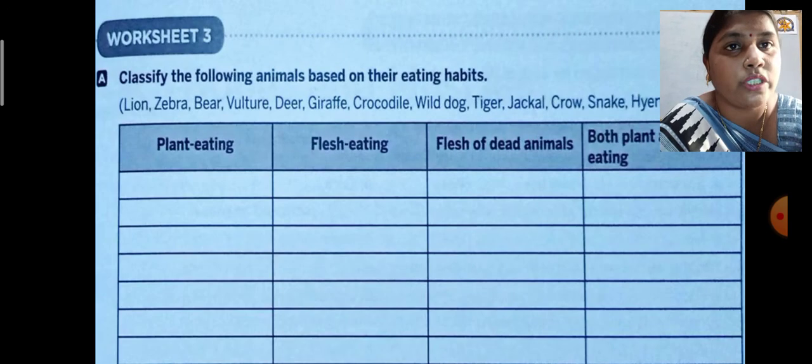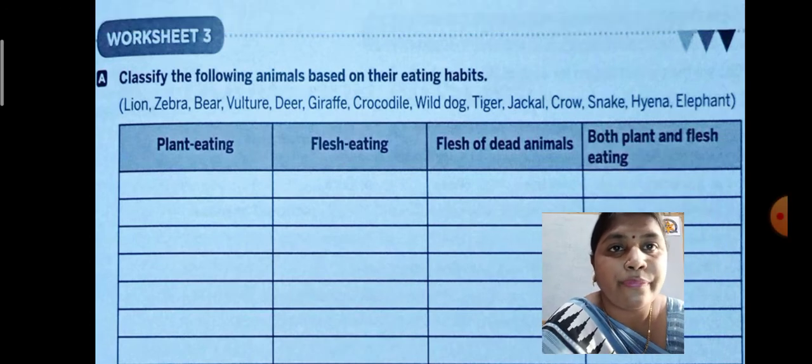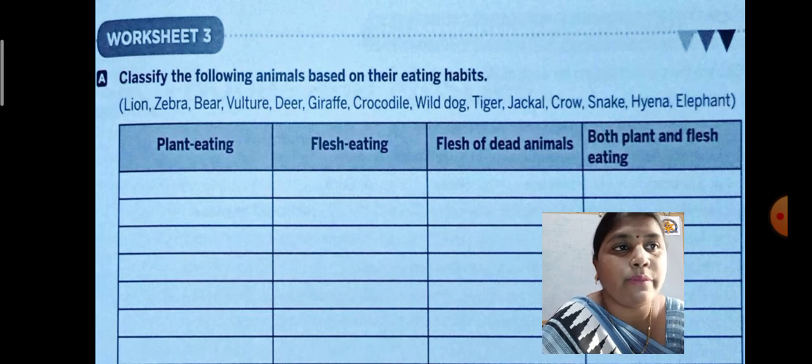That is worksheet number 3. See what you have to do here. Number A, classify the following animals based on their eating habits. So obviously by their eating habits you have to classify, or sort out, or separate, and write down in these columns. So see, plant eating, flesh eating, flesh of dead animals also, and both plant and flesh eating. In these 4 columns you have to separate the animals, and the list of animals is given in the bracket.